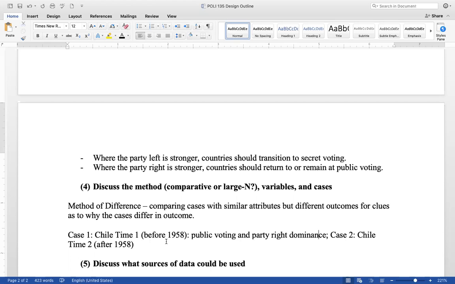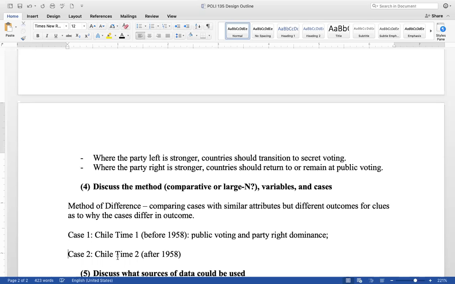But it was around the mid-1950s that in Chile, the party left began to ascend and get quite strong and become much more influential. And really, it altered the balance of power. And the result was a tilt towards the left. And so this is my second case. And I have secret voting and party left dominance. Okay, so there you go.